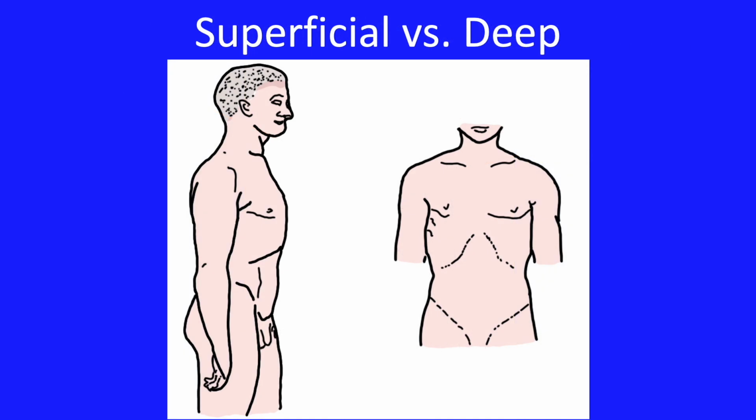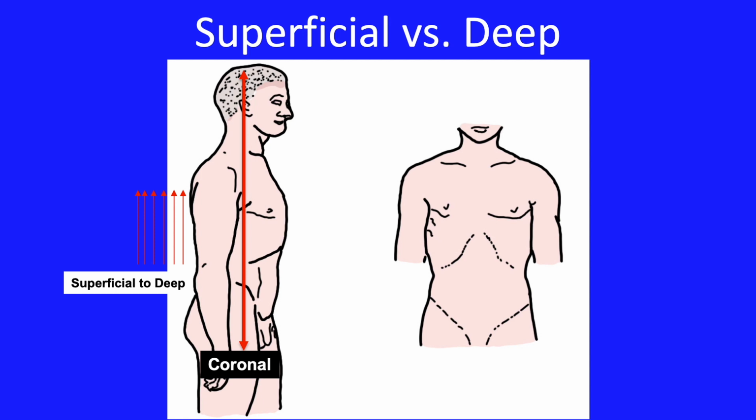We can also discuss the relative position of structures with respect to the coronal plane. If we start at the skin and proceed dissecting into the cadaver, it is said we're going superficial to deep. In contrast, if we are describing structures of the abdomen located closer to the back, relative to structures closer to the abdominal skin, we would say these structures are deep relative to superficial structures.